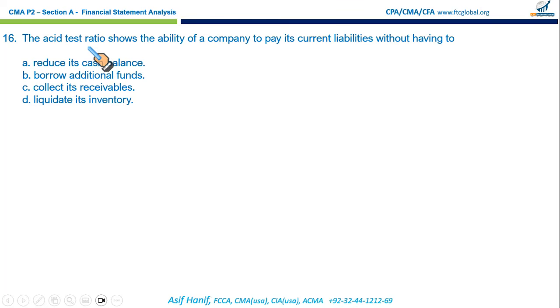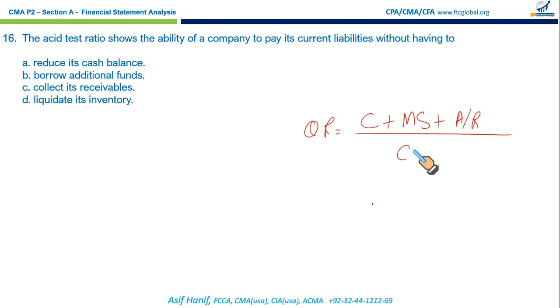The asset test ratio, also called the quick ratio, shows the ability of the company to pay its current liabilities without. The asset test or quick ratio is calculated this way: cash, marketable securities, and your account receivables expressed as a fraction of current liabilities. So it measures what? Without having to do what? It reduces cash balance. Cash balance is on both ratios, current and quick. Cash is a part of quick assets. We use cash to settle liabilities.